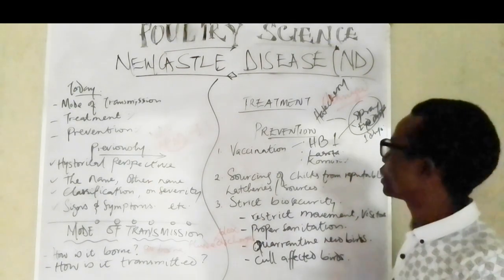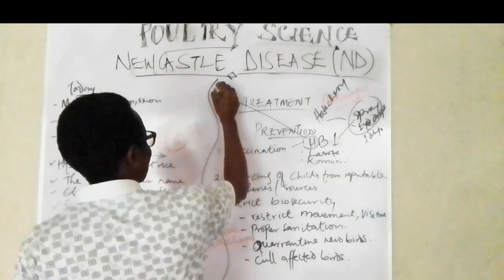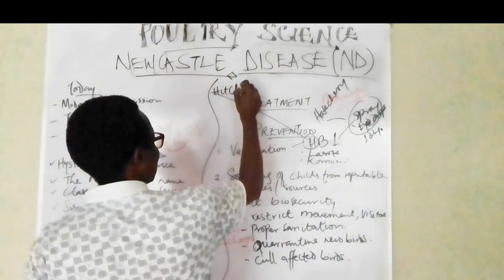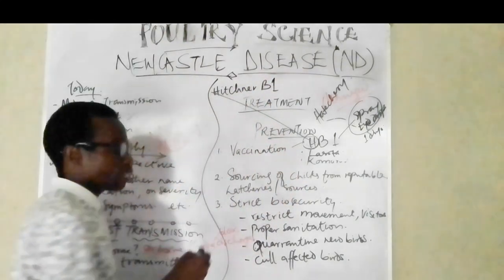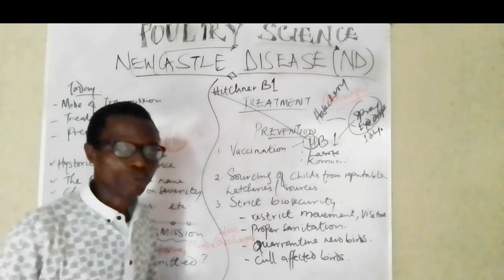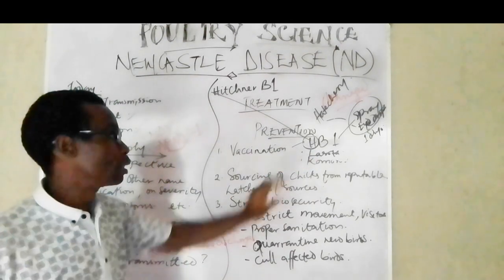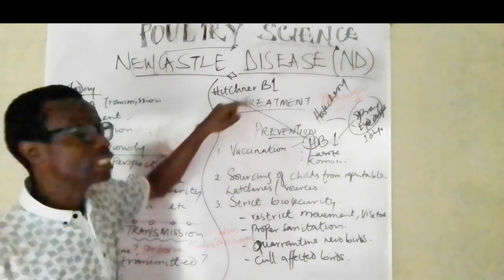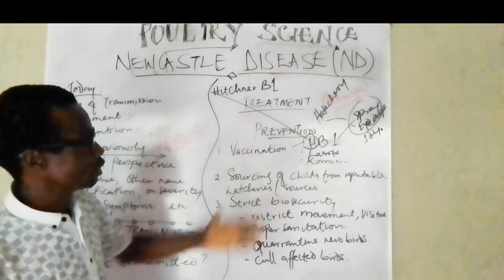Now why do we call it Hitchner? It's spelled Hitch, Hitchner B1. There is a laboratory in the United States where they first discovered this. They first developed this. It's the Hitchner laboratory in the United States. Kudos to them.